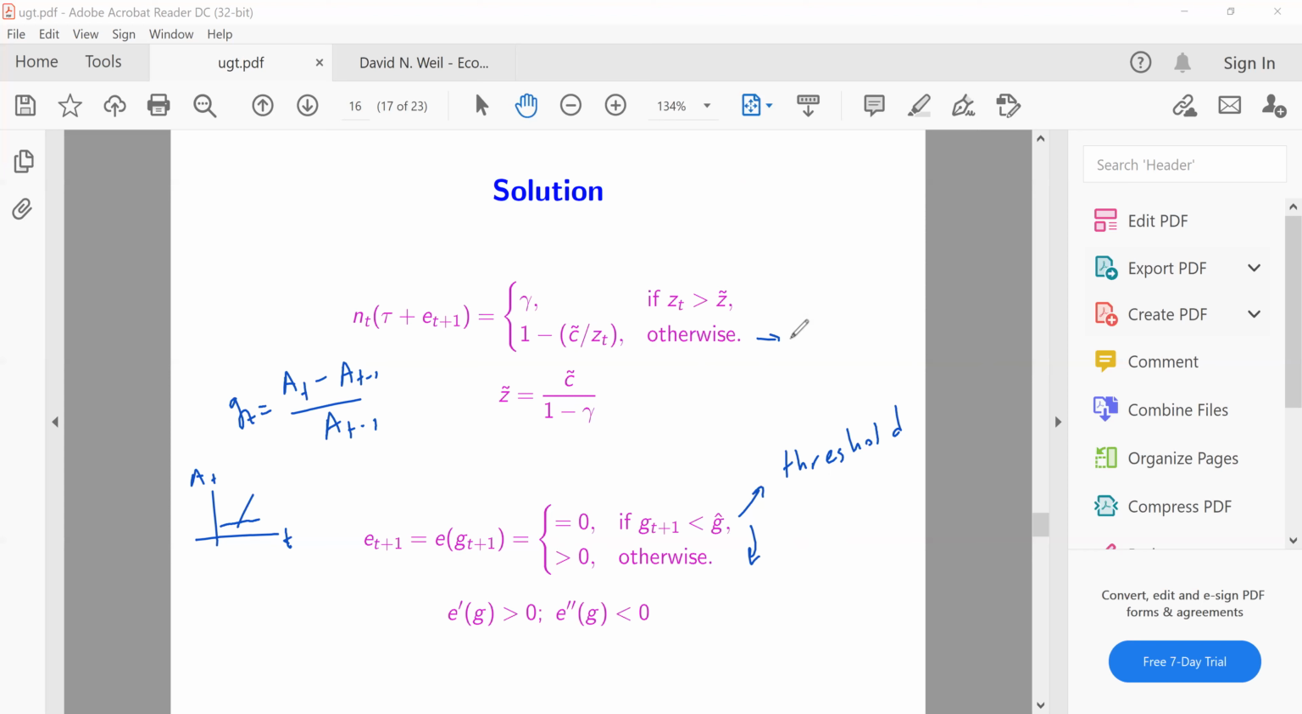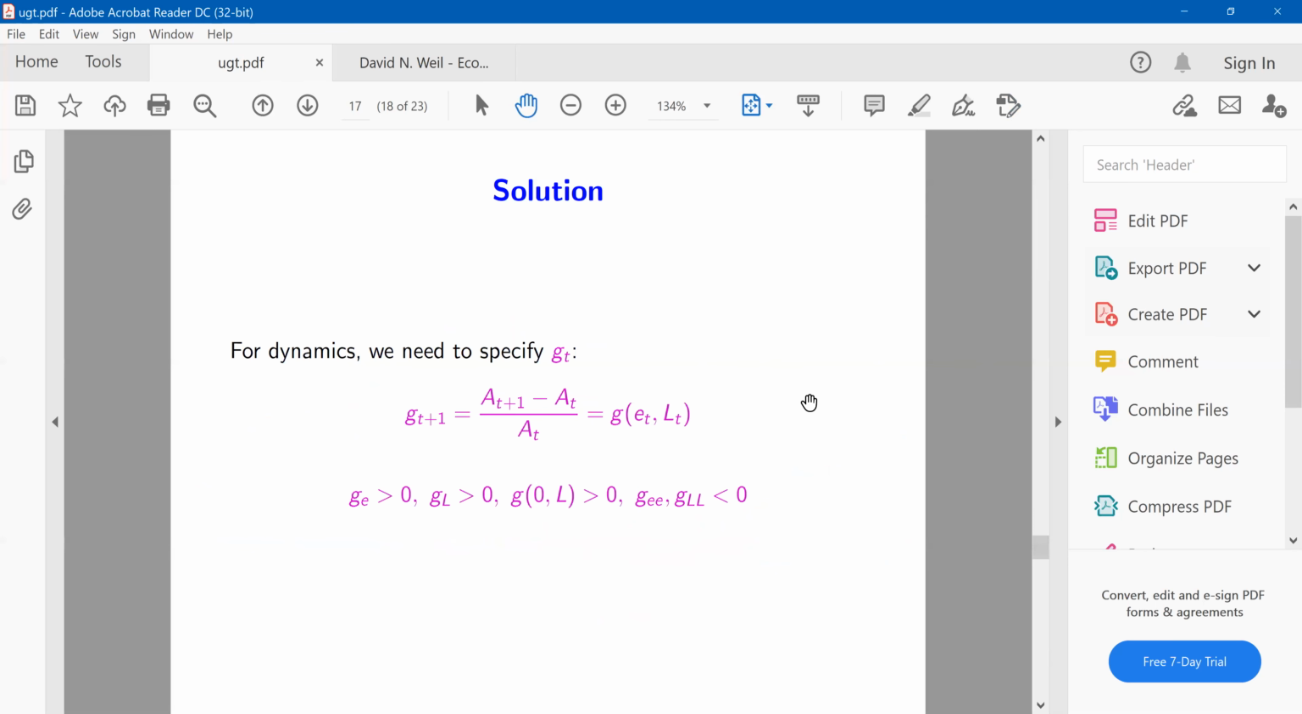So if this is the Malthusian regime, this is the modern growth regime. So as you see, there are two different mechanisms. Whether an economy is in the Malthusian regime or not depends on income. Whether an economy is in the modern growth regime or not depends on growth rate. So the model is a bit complicated in that respect.